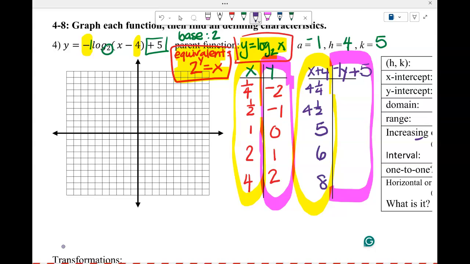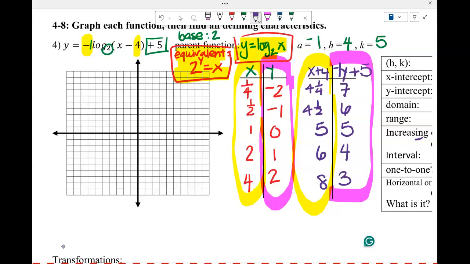Then the y values. -2 times -1 is +2, plus 5 is 7. -1 times -1 is +1, plus 5 is 6. 0 times -1 is 0, plus 5 is 5. 1 times -1 is -1, plus 5 is 4. 2 times -1 is -2, plus 5 is now 3. Let's plot those.